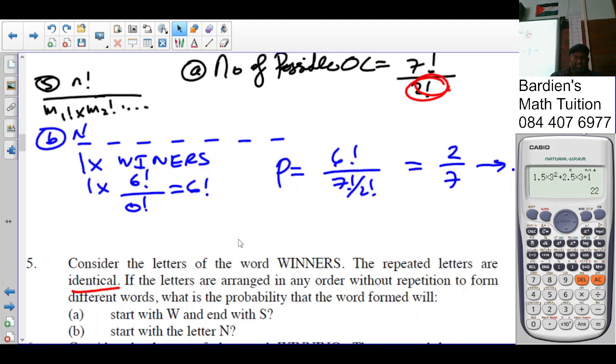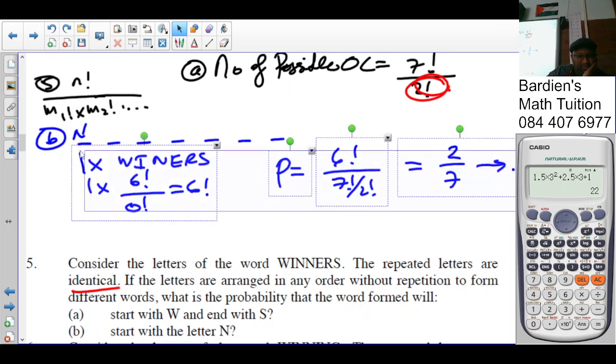So consider the letters from the word winners. The repeated letters are identical. If the letters are arranged in any order without repetition to form different words, what is the probability that the word formed will start with a W and end with an S? So I think that calculation we did already, no?